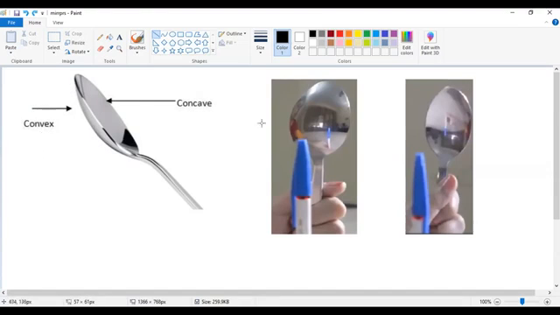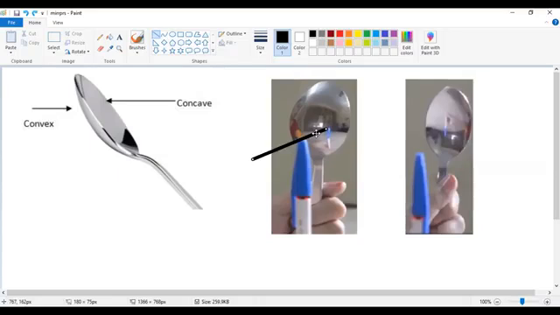Now students, take the outer side of the spoon, and in front of this outer side of the spoon, keep a pen. Observe the image coming inside the spoon. The image can be seen smaller, and it is erect. That means wherever you are having the cap of the pen, at the same place in the image also you are having the cap of the pen.